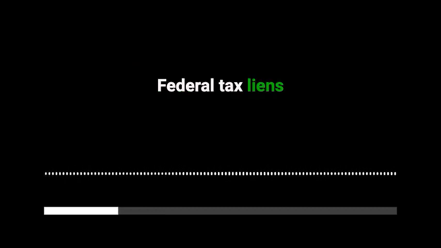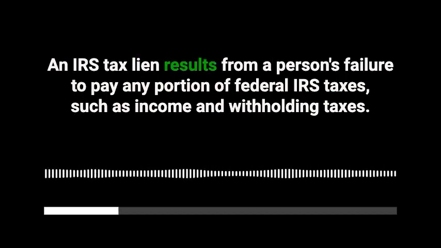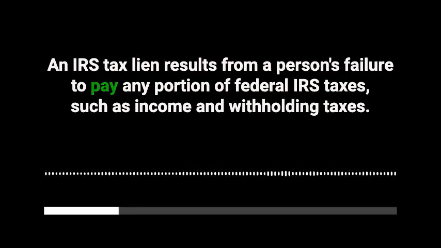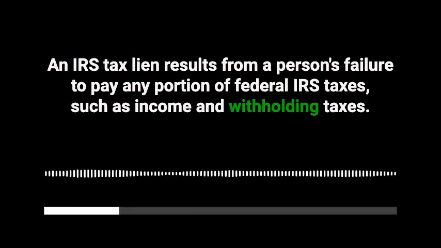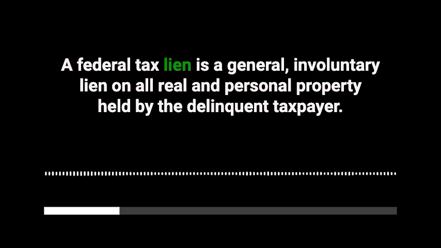Federal tax liens. An IRS tax lien results from a person's failure to pay any portion of federal IRS taxes, such as income and withholding taxes. A federal tax lien is a general, involuntary lien on all real and personal property held by the delinquent taxpayer. Its priority is based on the date of filing or recording. It does not supersede previously recorded liens.